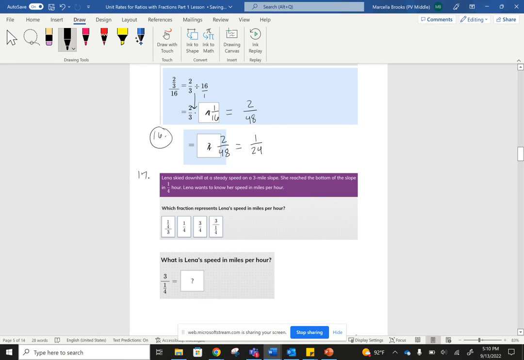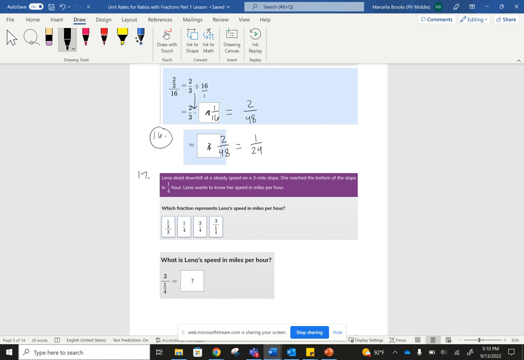I could try to read it like the iReady people do. Lena skied downhill at a steady speed on a 3-mile slope. She reached the bottom of the slope in 1/4 hour. Lena wants to know her speed in miles per hour. That's pretty good. I'm an actress.